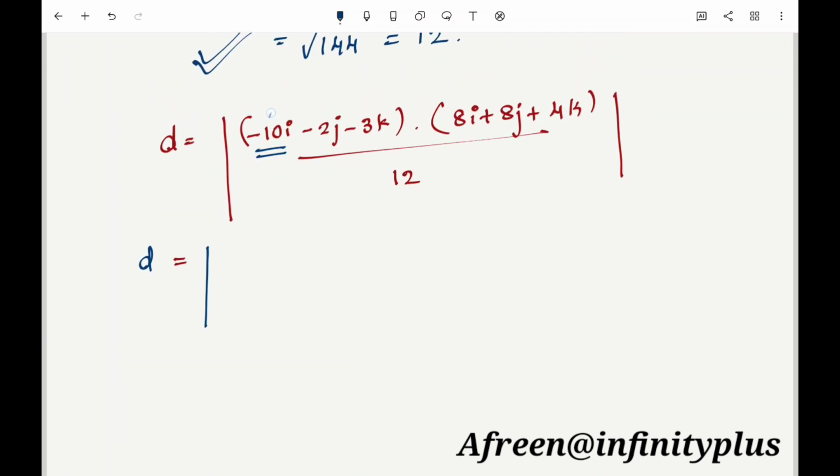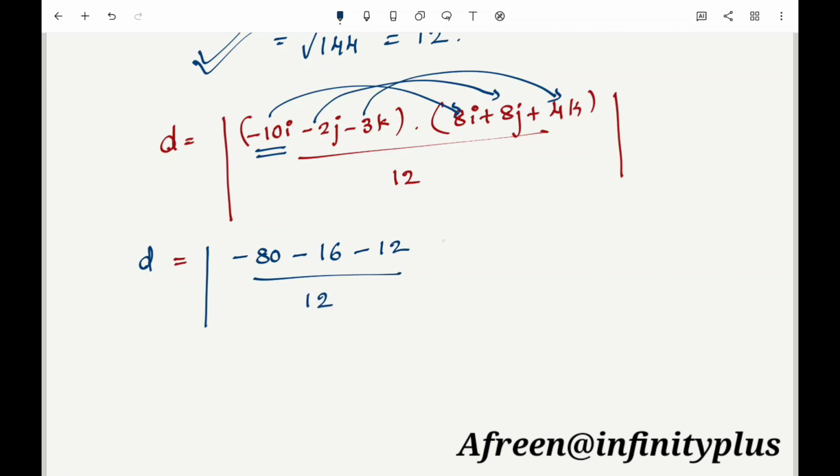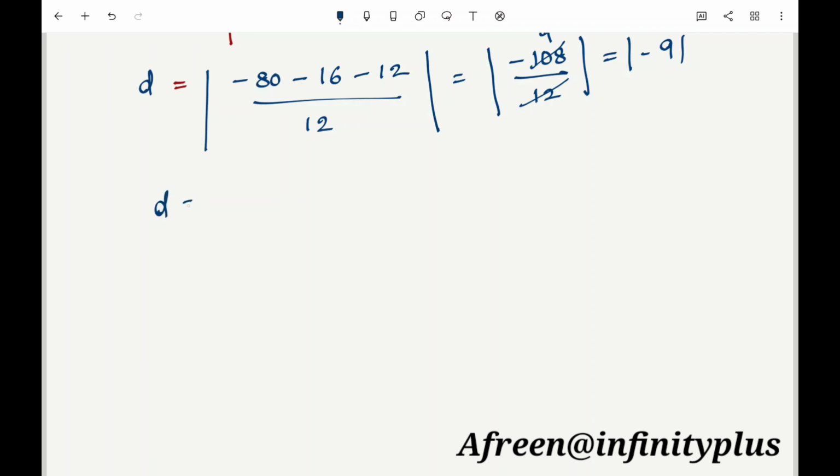So minus 10 into 8 is minus 80, minus 2 into 8 you are having minus 16, 3 into 4 which is minus 12, whole divided by, in the denominator having 12, which is equal to magnitude of, if you add all these numbers you will get minus 108 divided by 12. So it is 12 ones are 12, nines are, you will get magnitude of minus 9. So distance between these two lines is 9. So 9 is the answer for this question.